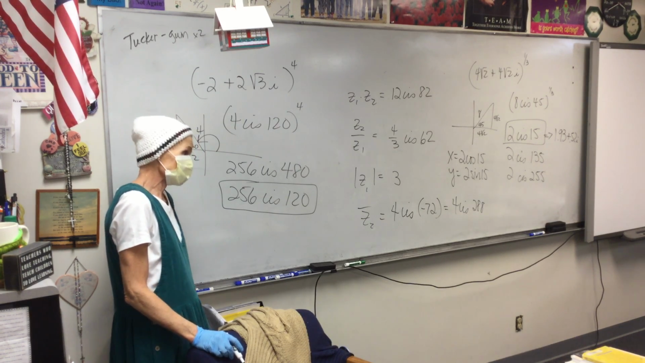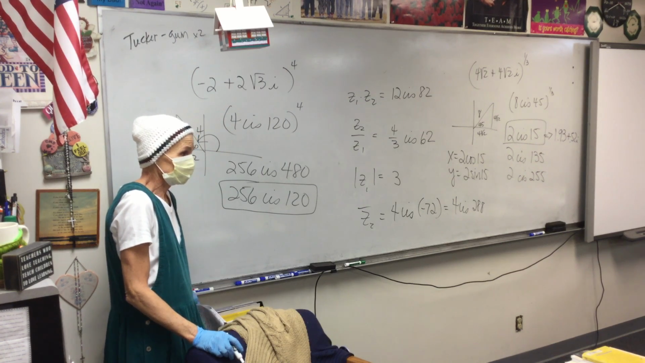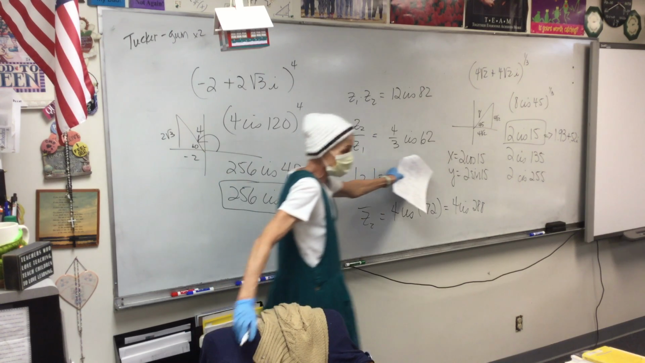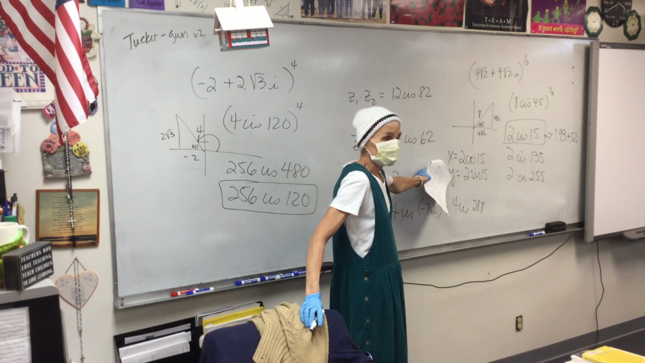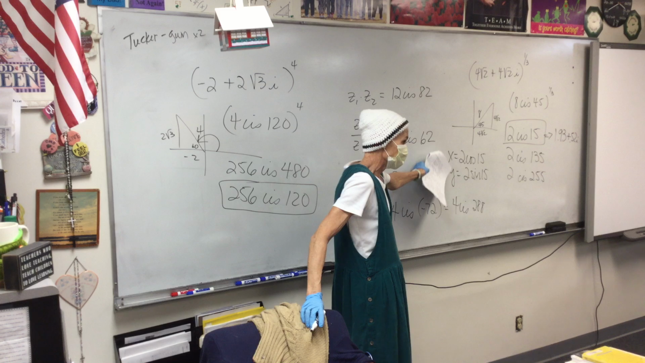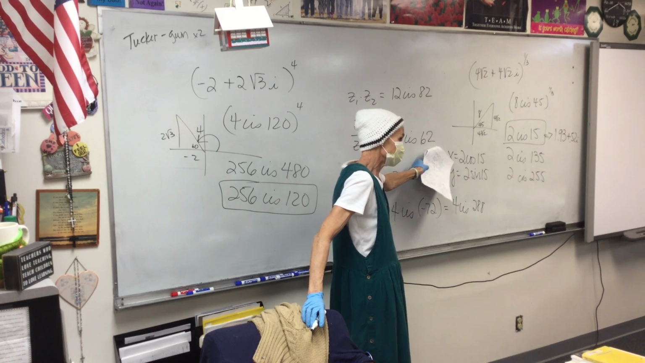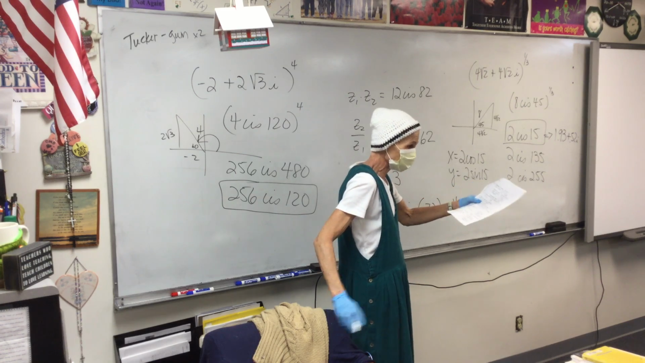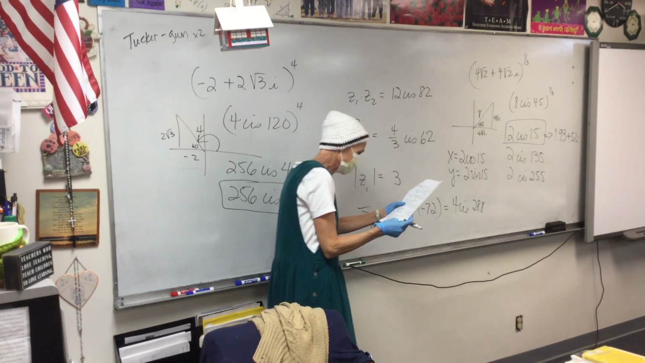What if it says answer in complex form? Same thing you just did last time. I have to find x and y. And how do I find x? r cosine theta, y is r sine theta. And that's just going to depend totally on what the directions say.